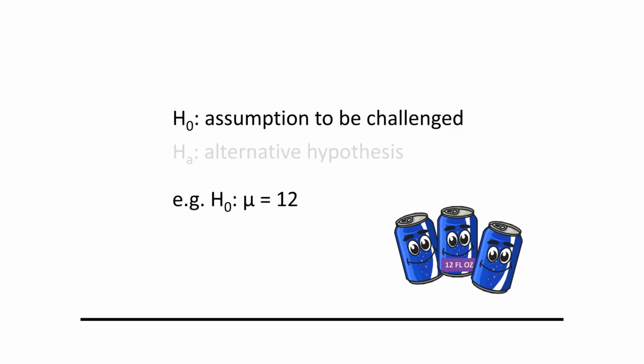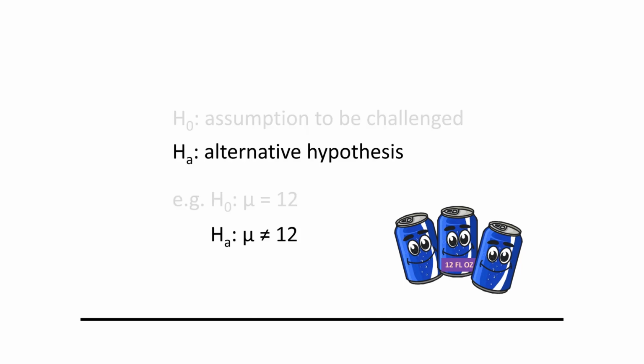Let's now consider a variation of the soft drink example. The production process has been designed to fill the cans with 12 fluid ounces, as stated on the label, so the company does not want to underfill the containers to avoid customers' complaints, but doesn't want to overfill them either to avoid other costs. So we begin with the assumption that the production process is operating correctly and state the null hypothesis as mu is equal to 12 fluid ounces.